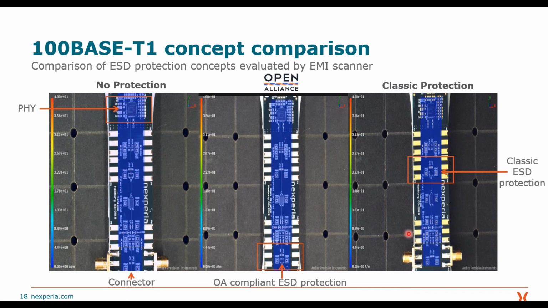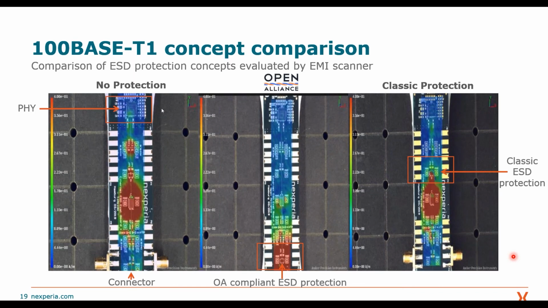And this is now in blue color scale because we use this EMI scanner where we measure the current density with an H-field probe. And if we then shoot this ESD pulse on our test circuit, then we see in the first case without ESD protection, there's a lot of current running through the traces into the PHY. So again, red color means high current density, meaning high electrical stress. And here we see that a lot of current goes into the PHY and can cause this micro level damage in the gate oxide.